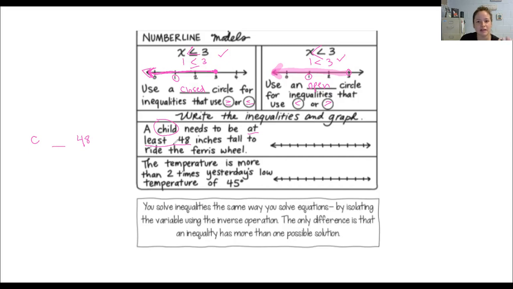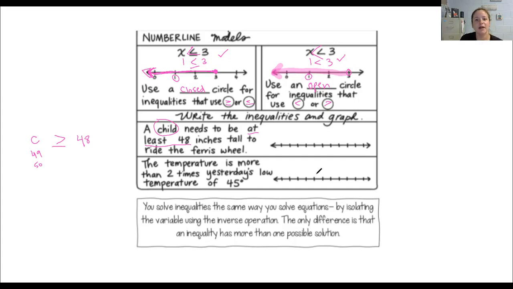But now we've got to figure out, is it going to be a greater than sign or a less than sign? So if we're thinking, this is the height of the child, and that height of the child has to be equal or bigger than that 48. So what symbol would I use? A greater than. Okay, so if we wanted to plug some numbers in, I could be 49 inches and still get on that Ferris wheel. So that substitution works out. I could be 50 inches and it would still work out. Okay, so we know that we're in the right spot here, but now we need to graph it.